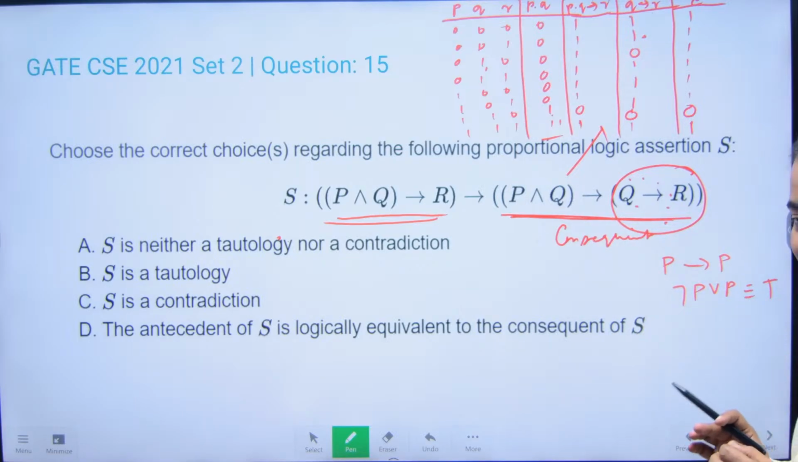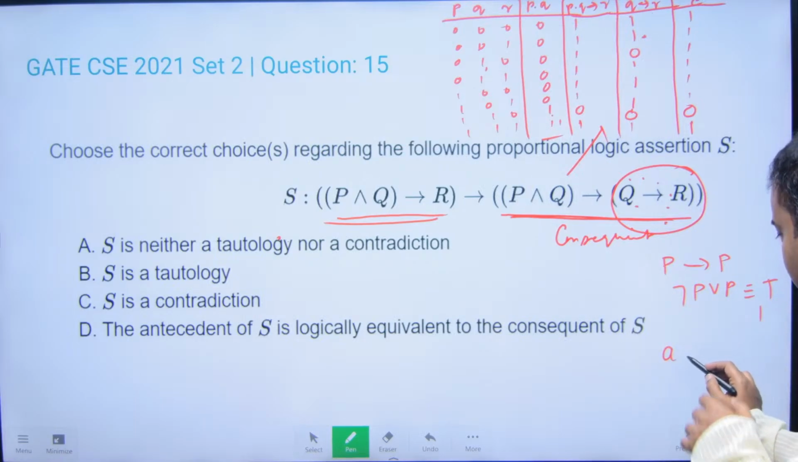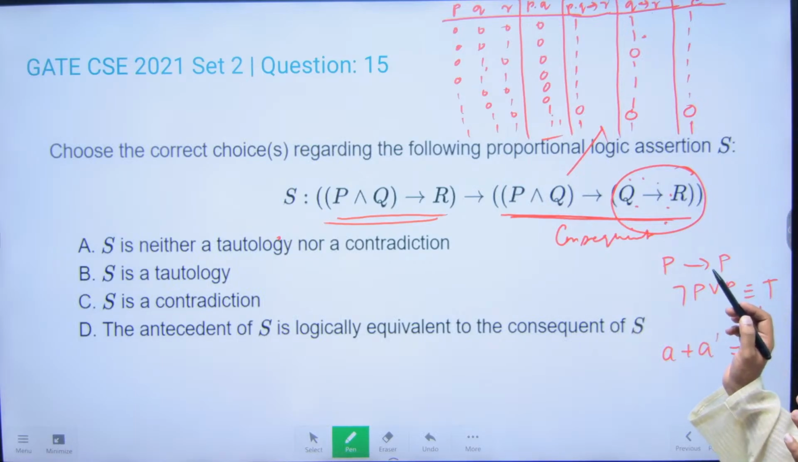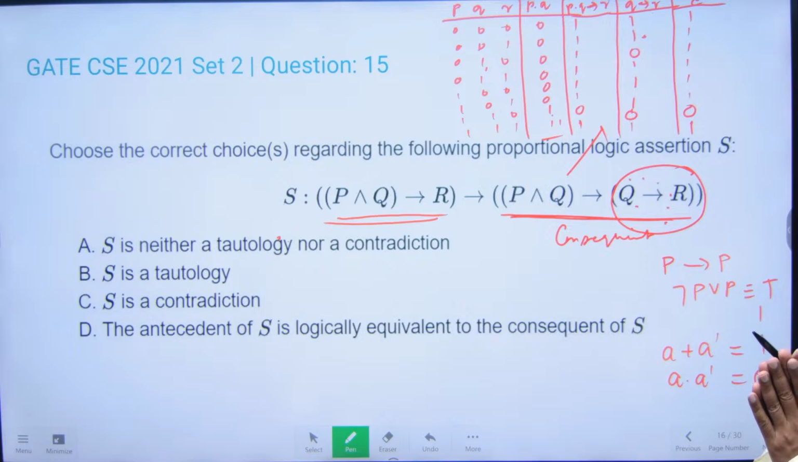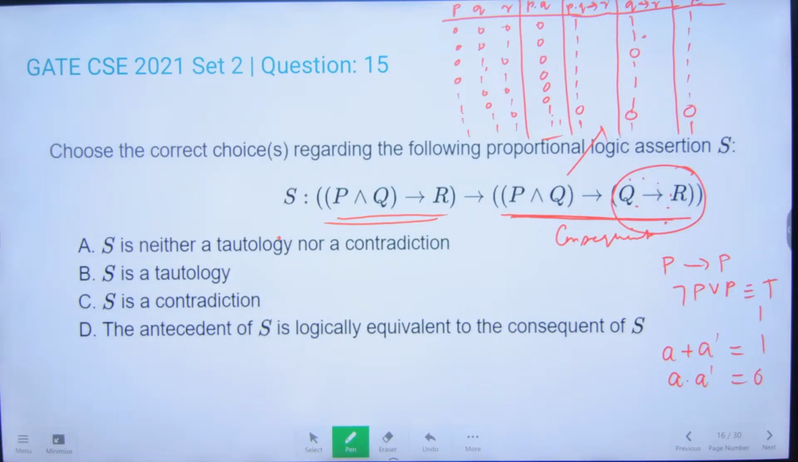Yes. So in 0 and 1 also you have to tell this is not P, this is 1. If I say A plus A bar, then you have to tell that it is 1, not A. Similarly, if you have to tell A dot A bar, then it is 0, not A bar. Is it clear? So now tell me, what is the answer? D is the correct answer. Is any other answer possible?